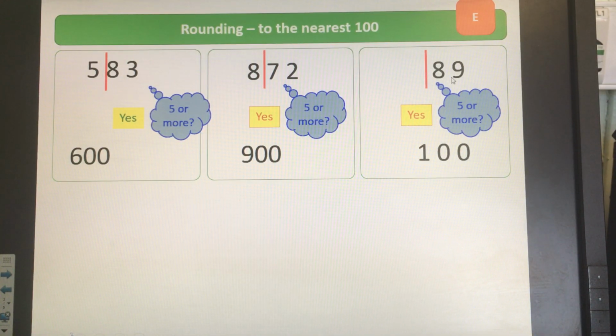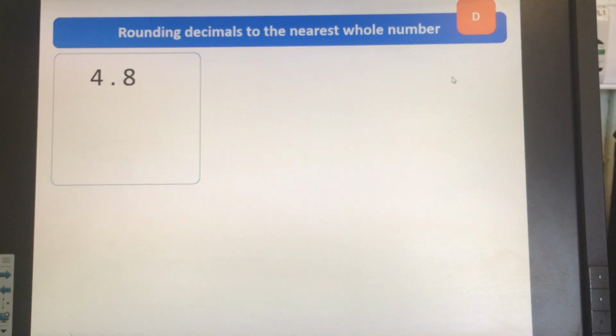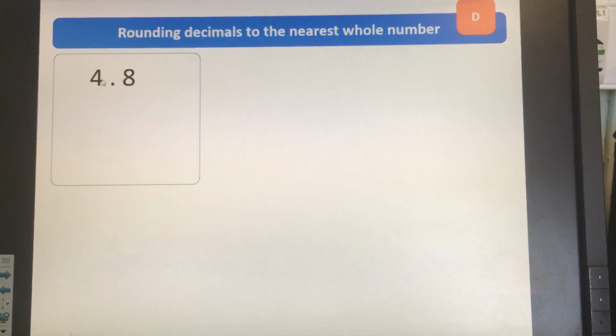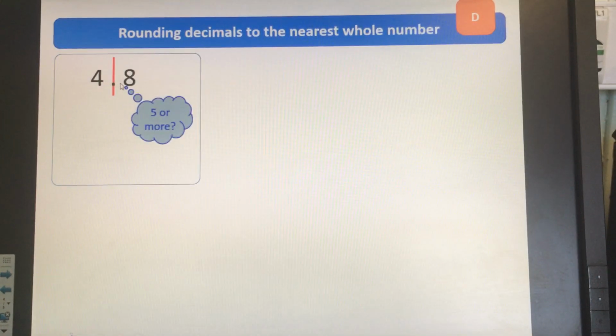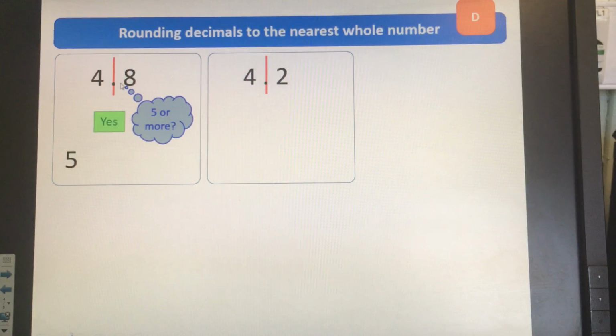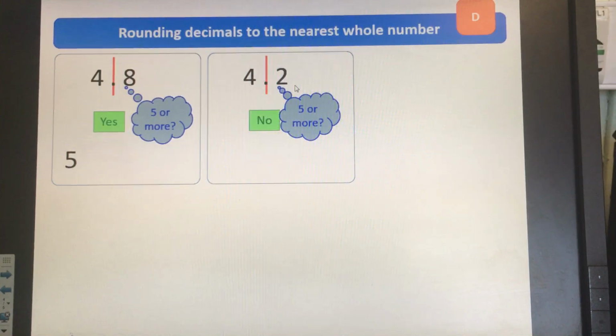I'm now going to show you how we would round to the nearest whole number. So the whole numbers are our ones, and we'll look one column to the right to decide. So we will be looking at this tenths column. We still ask, is it 5 or more? Yes. So we'll round up to the next whole number, which is 5. 4.2. Again, we look at the tenths column. Is it 5 or more? No. So we round down to 4, the nearest whole number.